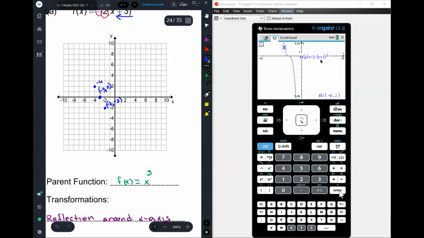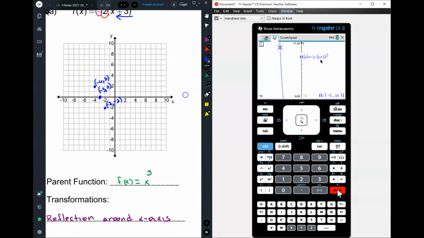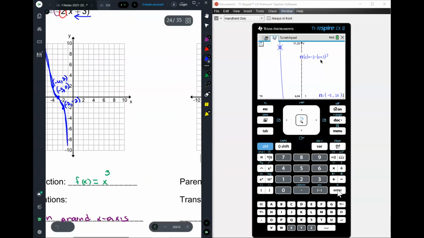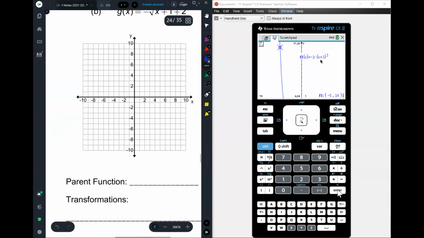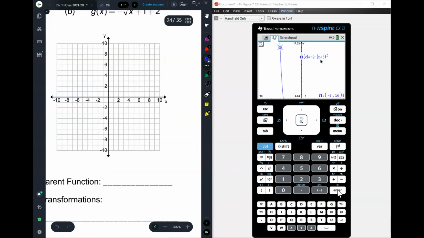Okay? Wow. Now let's do another one. Negative 5, enter, 16. Again, that's too big. You don't have to go that far. But make sure you give it that, yeah. 3 because it went too far off the grid.